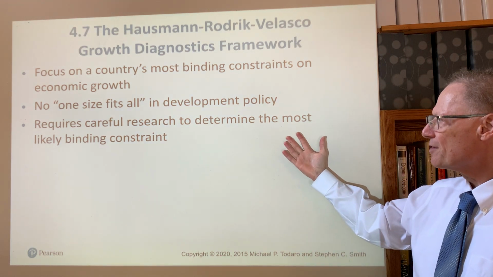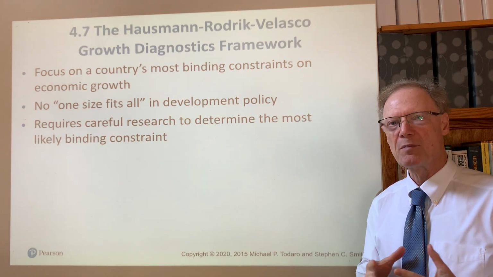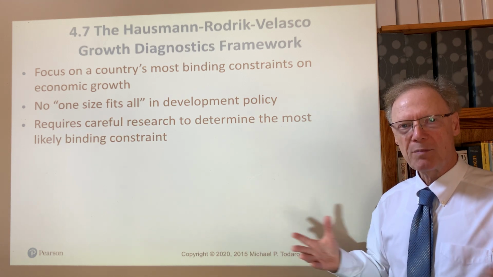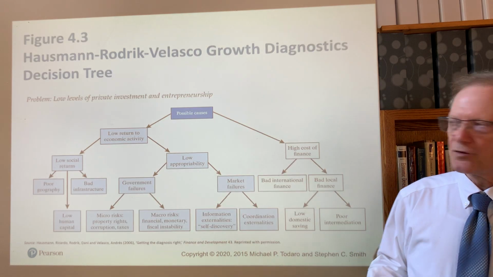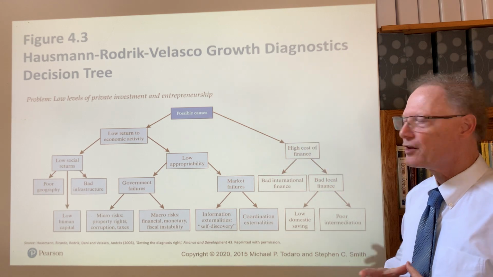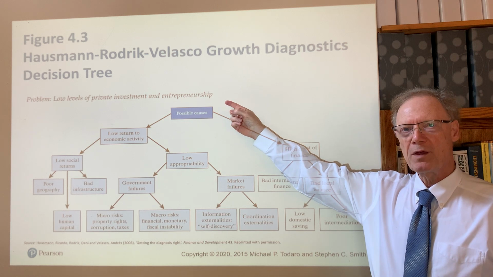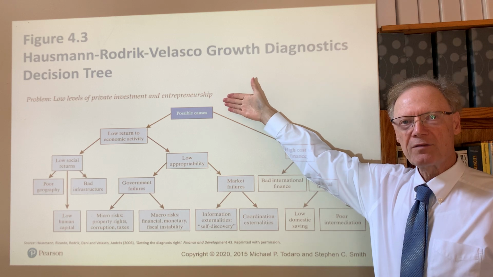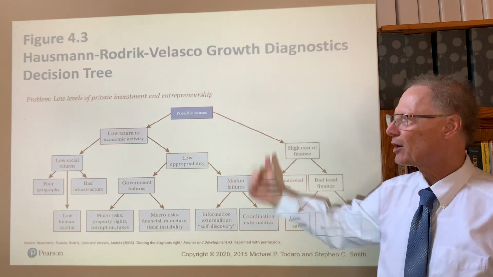So the notion, though, is that it takes very careful research to determine what is the most likely binding constraint, or with uncertainty, what are perhaps the couple of most likely binding constraints. In doing so, Hausmann, Rodrik, and Velasco suggest a decision tree approach. They begin in their analysis with a statement of the problem, that it is caused by low levels of private investment and relatedly low levels of entrepreneurship.